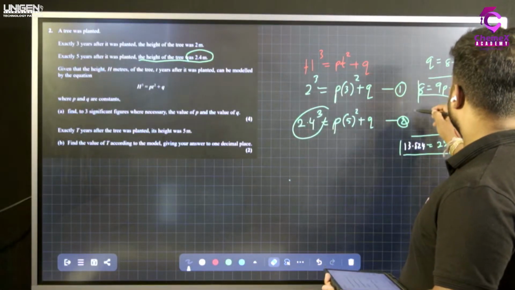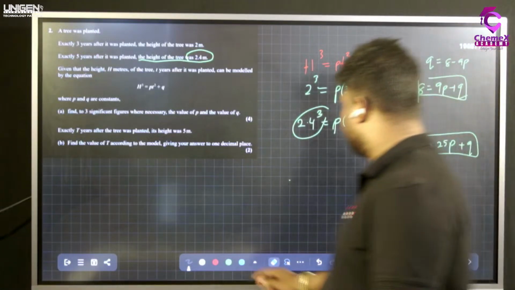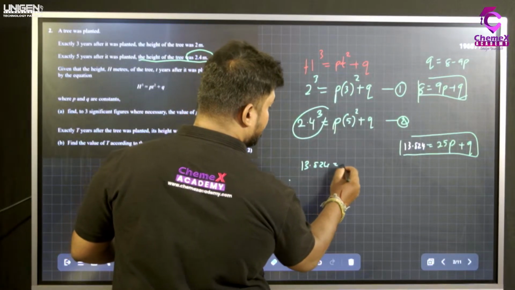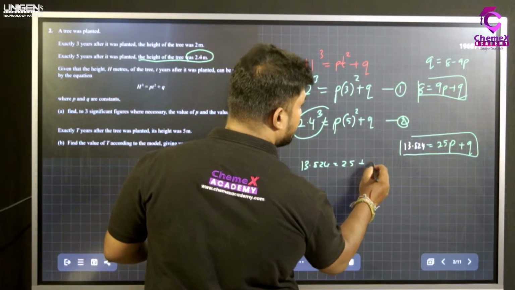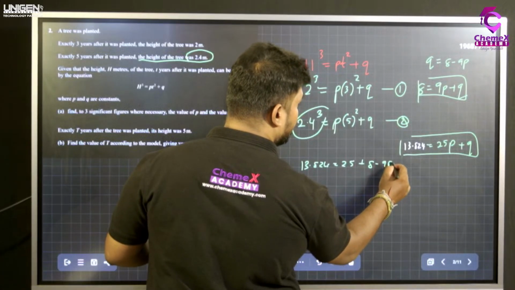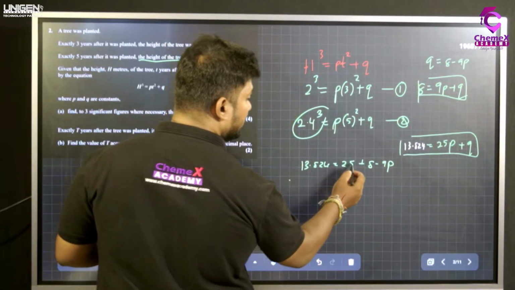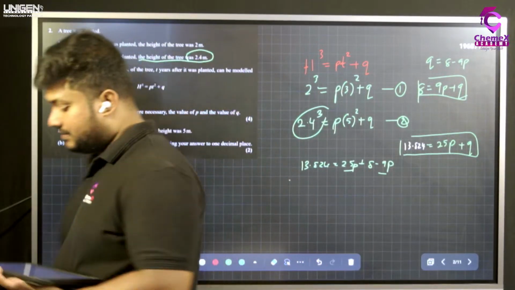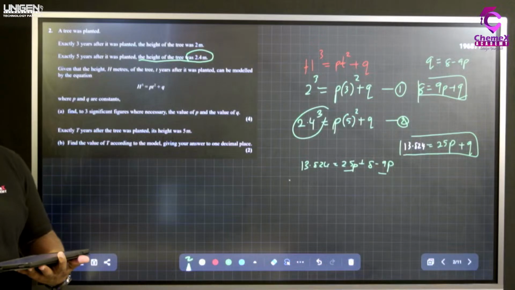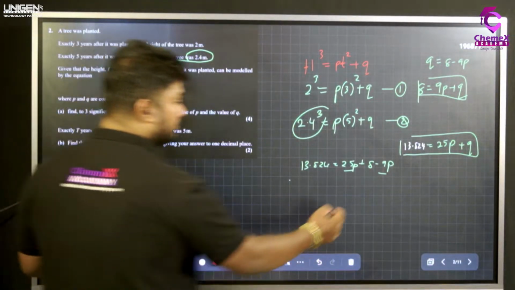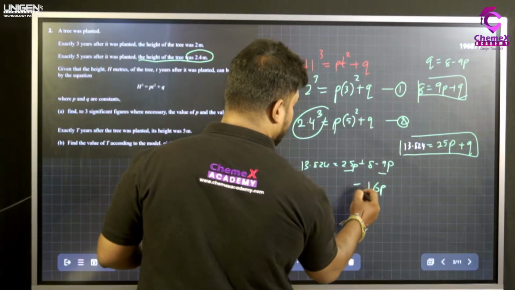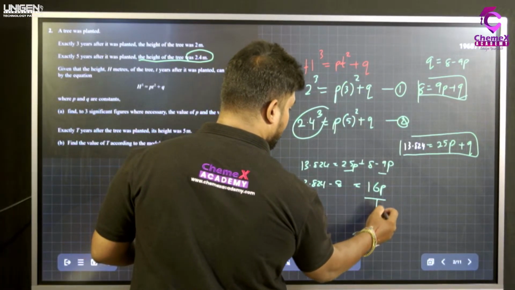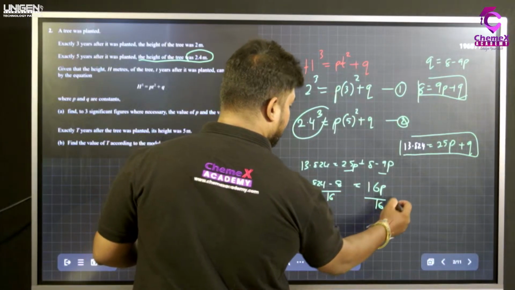Q equals 8 minus 9p. So 13.824 is equal to 25p plus 8 minus 9p. So what's 25 minus 9? Didn't you all do this question? 16p. P equals what?